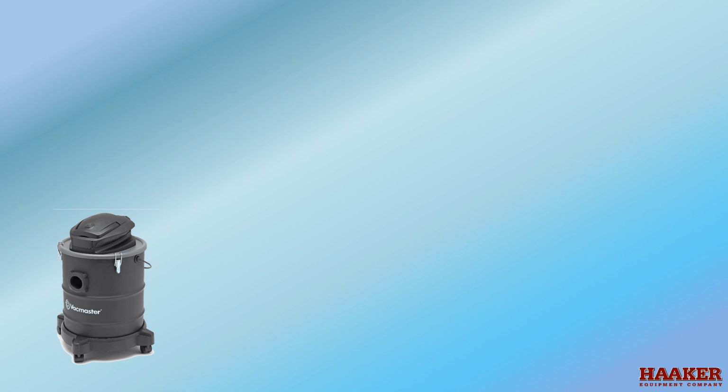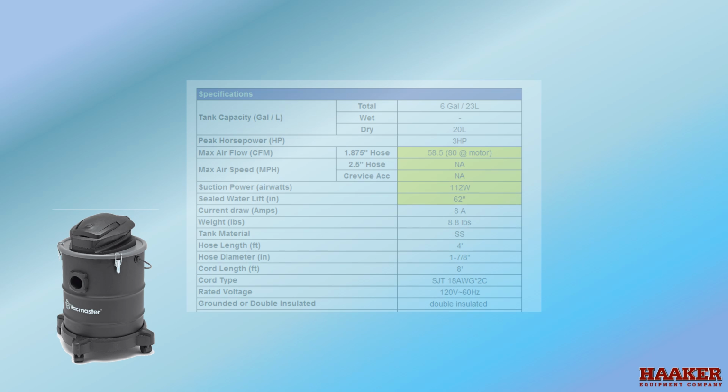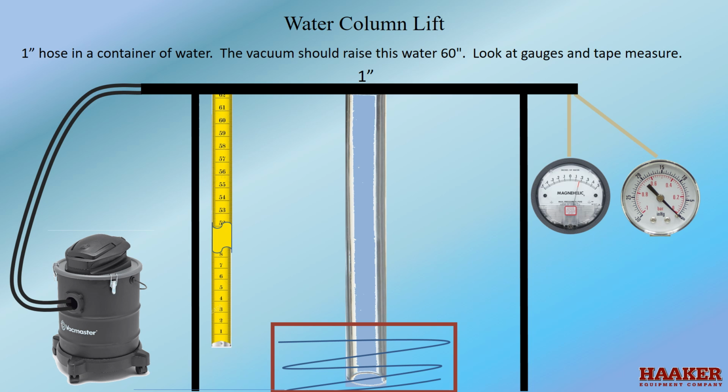The vacuum I'm using is a VacMaster. Its specs are: max airflow with supplied hose is 58.5 cubic feet a minute. Sealed water lift is 62 inches. I should be able to pull around 60 inches, or 5 feet. Putting a 1-inch hose in a container of water, the vacuum should raise this water 60 inches. Look at the gauges and the tape measure. We will demonstrate water lift in this hose and compare the gauge to the tape measure.